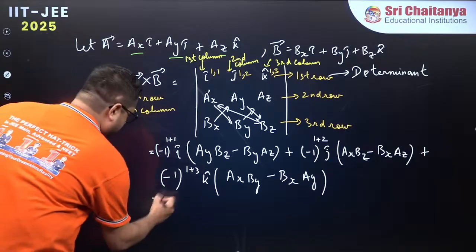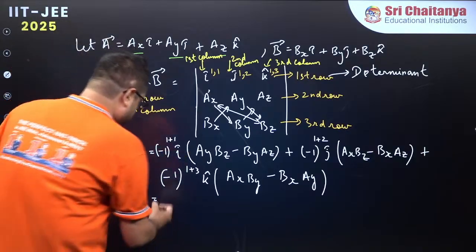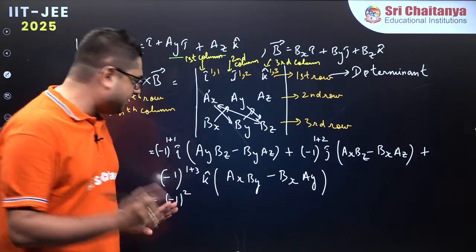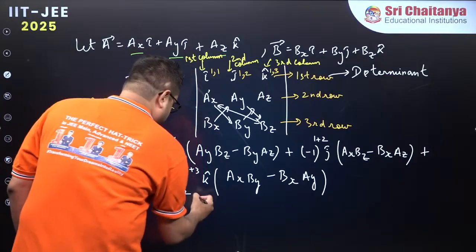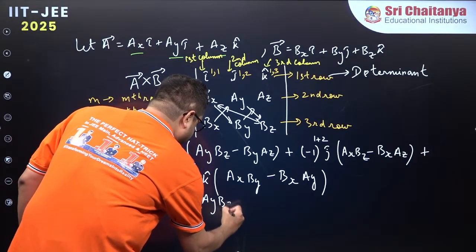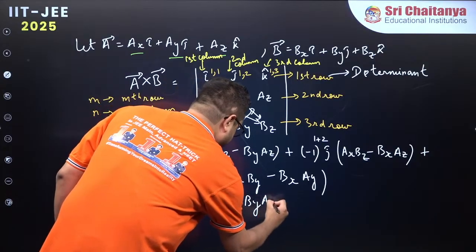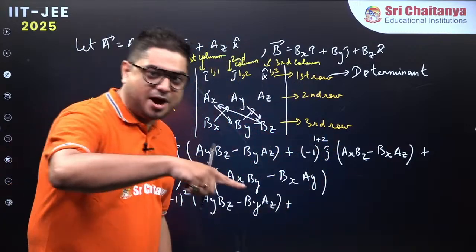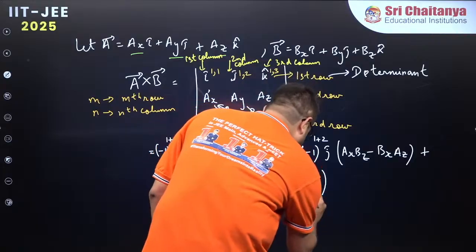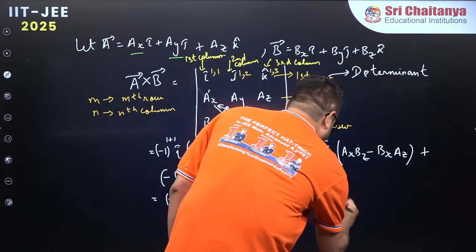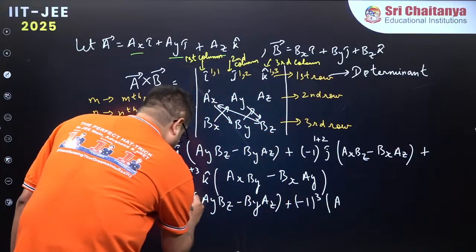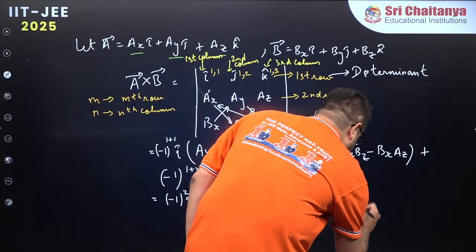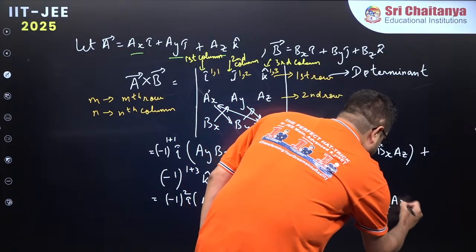So this can be written as what? What is 1 plus 1? 2, isn't it? So minus 1 squared is going to be 1 itself, isn't it? So as a result, I will be getting ay bz minus by az, isn't it? Minus 1 to the power 1 plus 2 means minus 1 to the power 3 is coming over here. So I will write it down as minus 1 to the power 3 ax, j cap is there, right? This is i cap. Don't forget the unit vectors, they are very, very important. This is ax bz minus of bx az, isn't it?